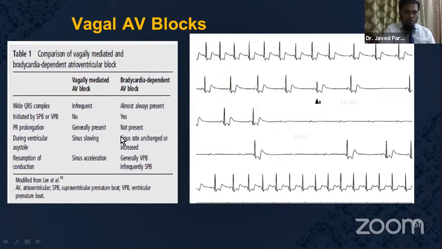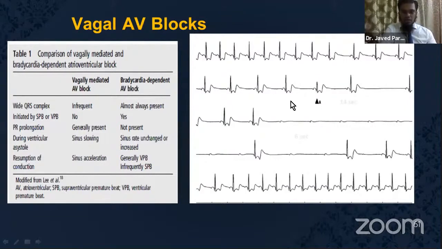PR prolongation is usually not present and sinus rate is usually unchanged or increased. So if you have sinus tachycardia with AV block, it cannot be a vagal AV block. It has to be a significant bradycardia mediated AV block, or in other words, it has to be an infra-Hissian AV block. While with AV block which is associated with sinus bradycardia, one must rule out vagally mediated AV block.